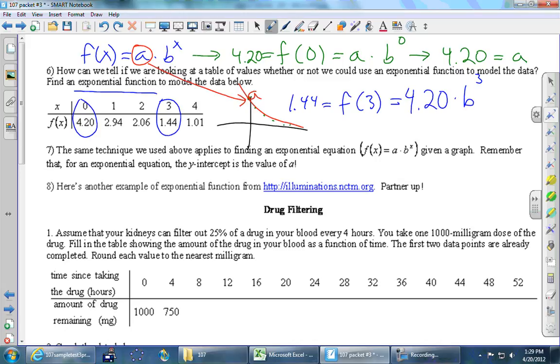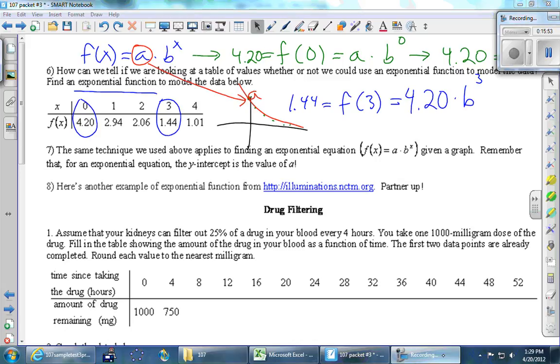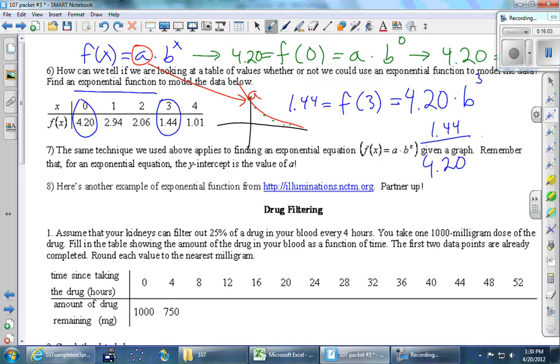Do a little bit of work. Feel free to use your calculator to help. Find b, we'll say to the nearest hundredth. Subtract. Divide. Divide by what? Okay, so we go 1.44 divided by 4.20 is b cubed. You can find that number on your calculator. And then how do we solve for b? Cube root, right? We need the opposite of cubing.